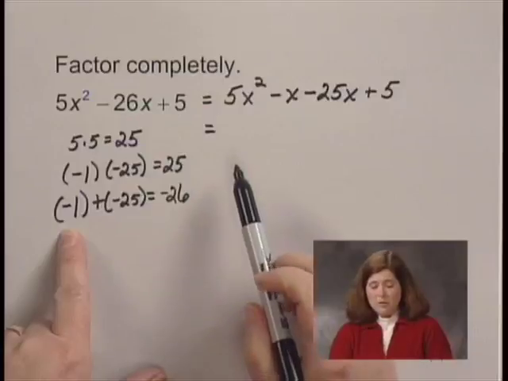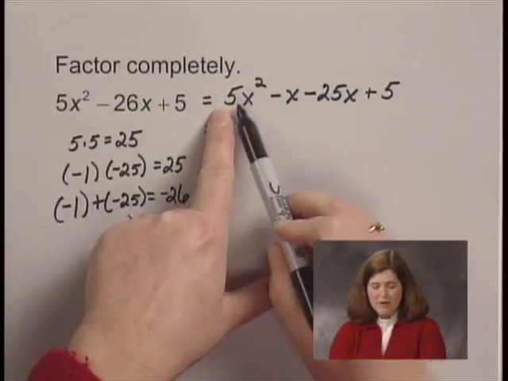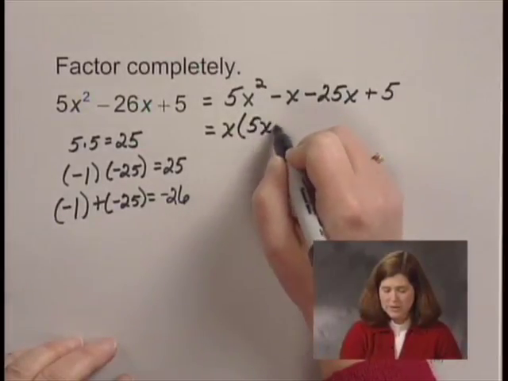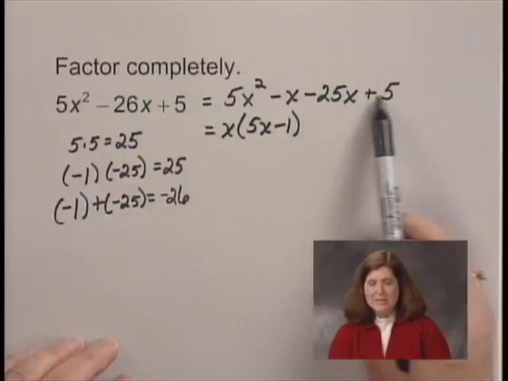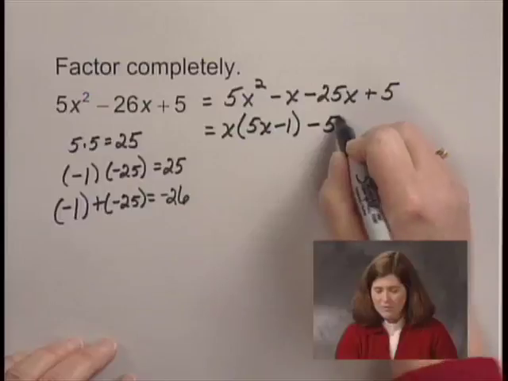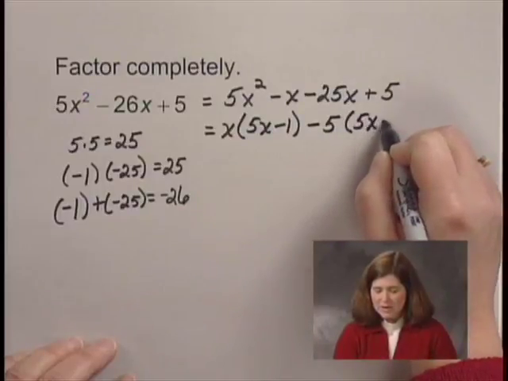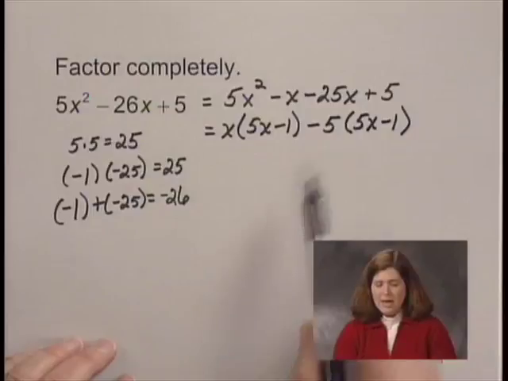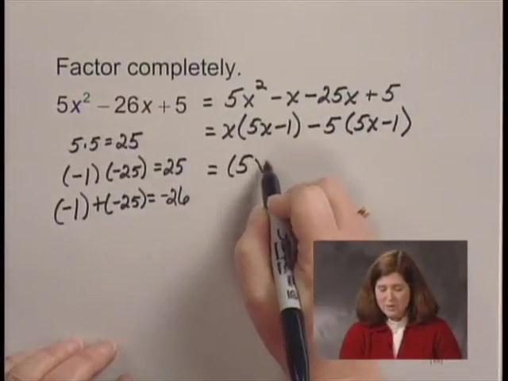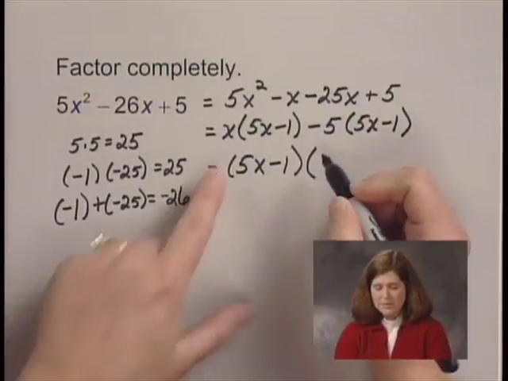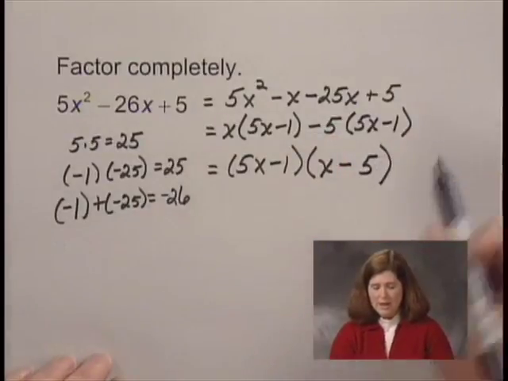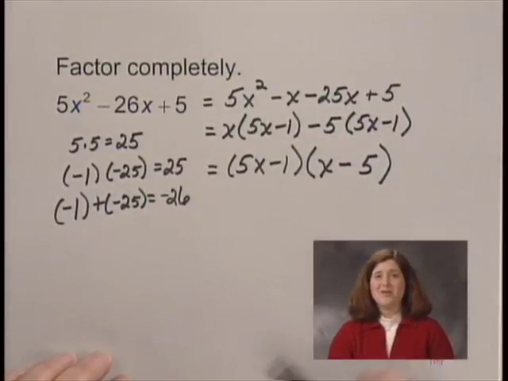Then I will use factoring by grouping. I'll take my first set here, 5x squared minus x, and factor out an x, and I get x times 5x minus 1. And I'll take my second group and I'll factor out negative 5. I get negative 5 times 5x minus 1. And then I factor my common binomial factor, 5x minus 1, times the x from here minus the 5 from here, and that gives me the factorization of the original polynomial.